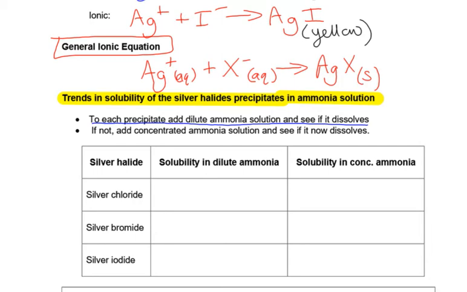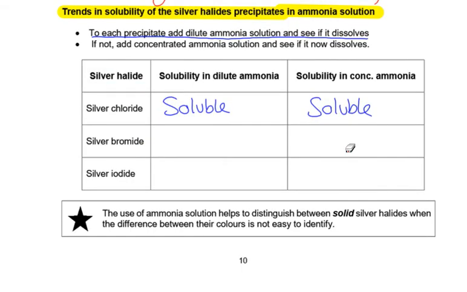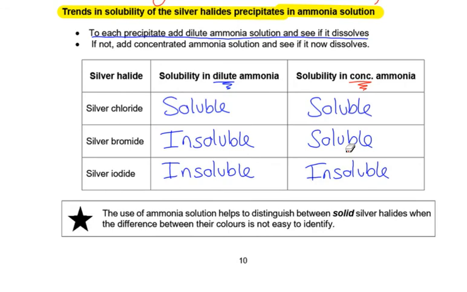If your silver halide is fully soluble in dilute ammonia, then it must have been a silver chloride. If the silver halide precipitate is insoluble in dilute ammonia, but in concentrated ammonia it does dissolve and go colourless, then you must have had a bromide. And if the precipitate that you see is insoluble in dilute ammonia and still insoluble, so it remains the same, in concentrated ammonia, then it must have been a silver iodide precipitate.